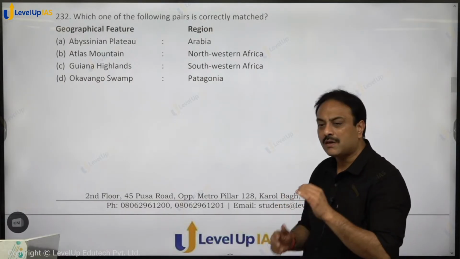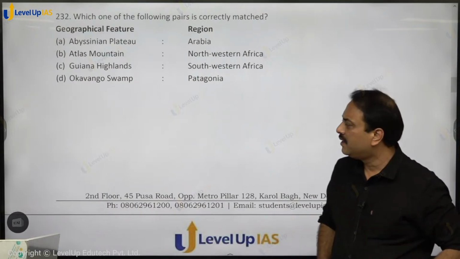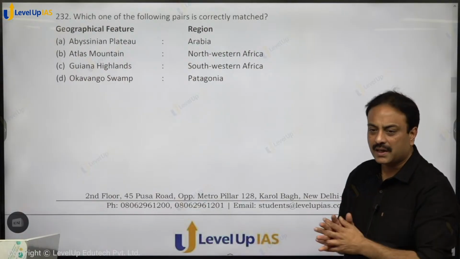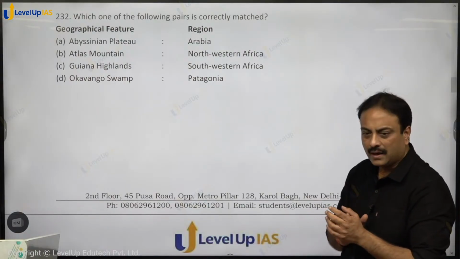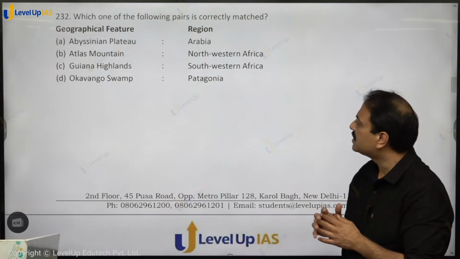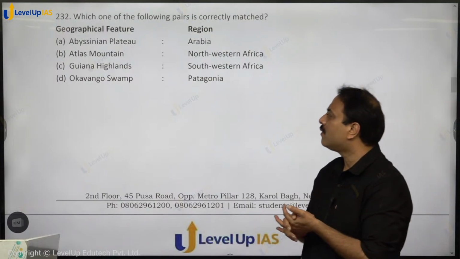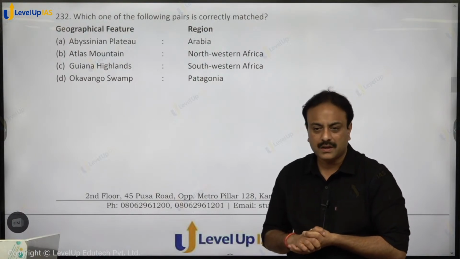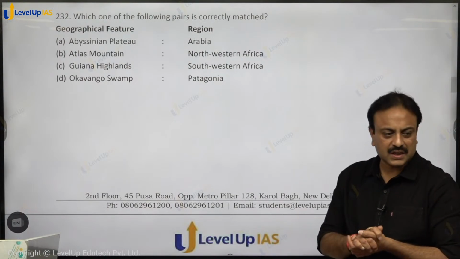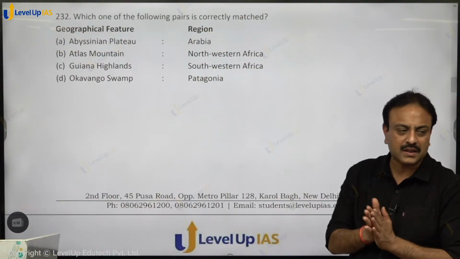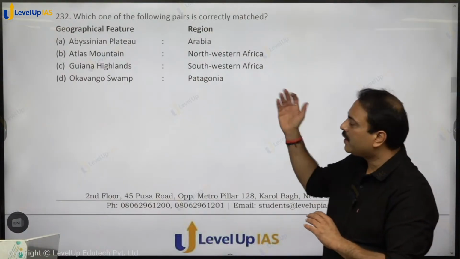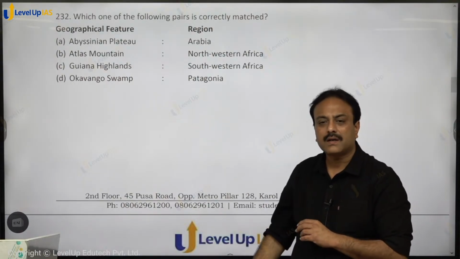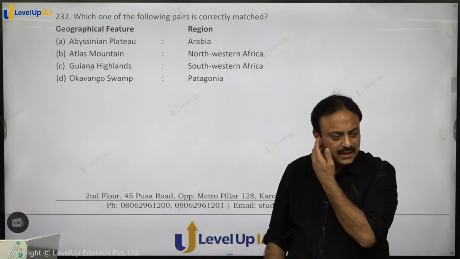Atlas mountain is present in the northwestern side of Africa. It is absolutely correct. Guyana Highlands are present in the northern side of South America. Okavango swamp is not in Patagonia. Patagonia is located in the southern part of South America. Patagonia is a cold desert on the leeward side of the Andes. North of Patagonia you have pampas grassland. Okavango swamp is in Africa, country Botswana. It is a swampy land.